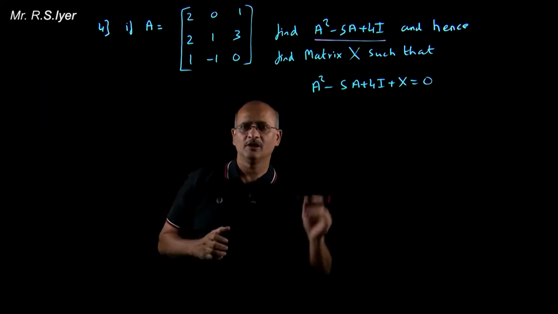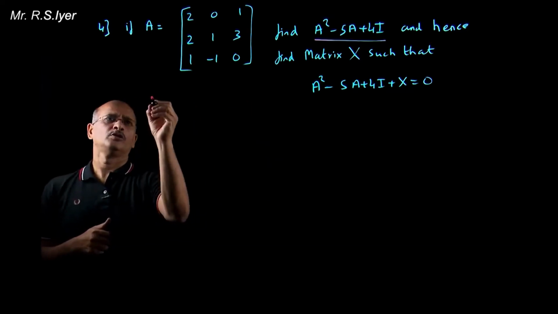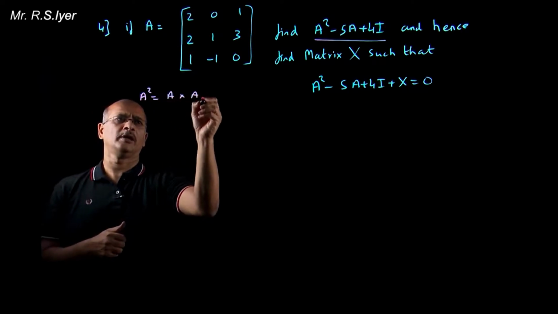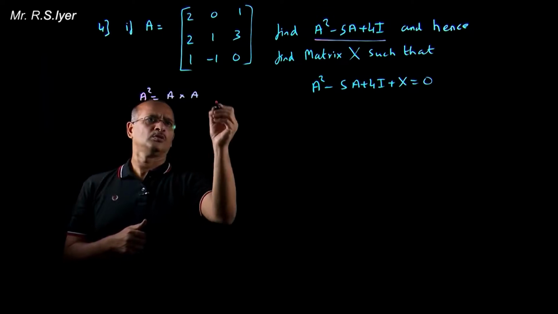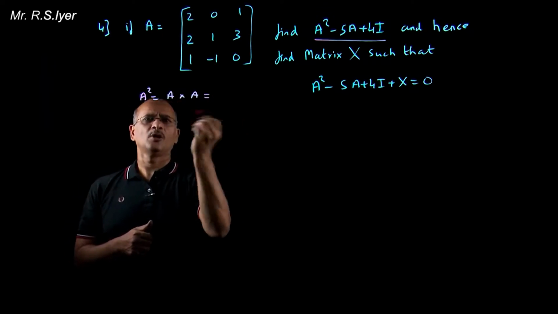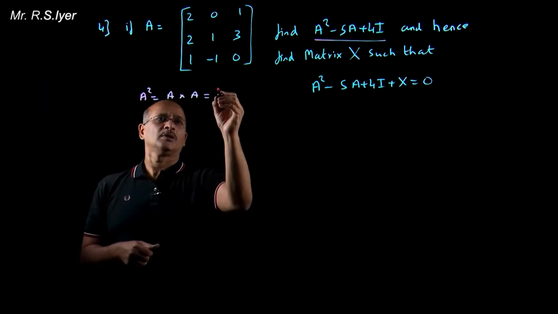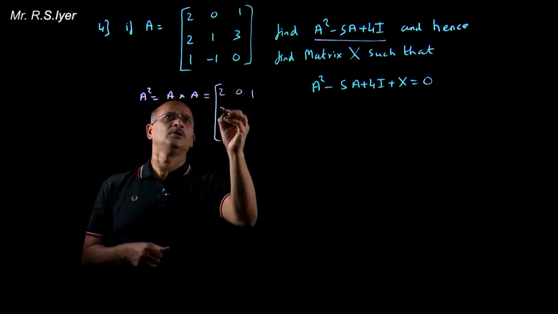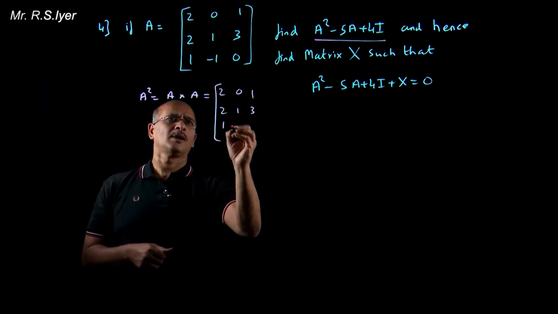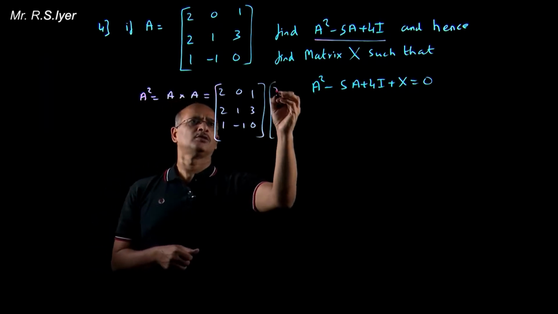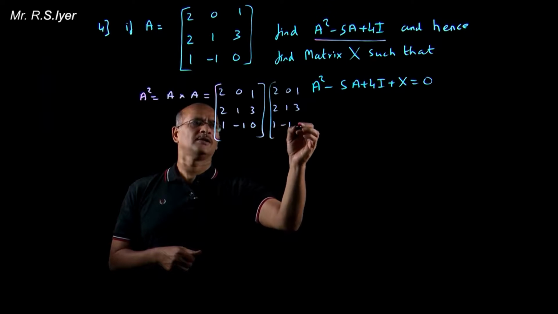So let us begin with A square. You know that A square is nothing but A into A, right? You can have the working here itself, there is no problem. I just write it over here. A square will be 2 0 1, 2 1 3, 1 minus 1 0. Once again, that is 2 0 1, 2 1 3, 1 minus 1 0.